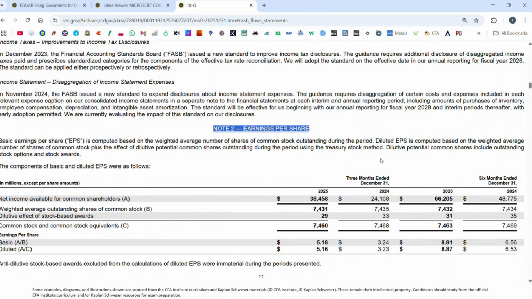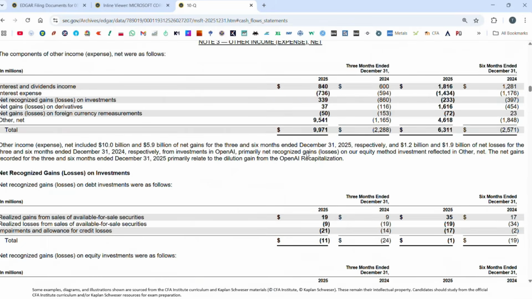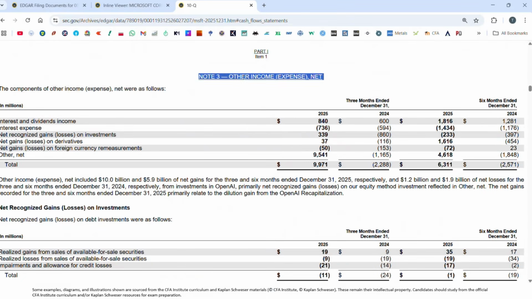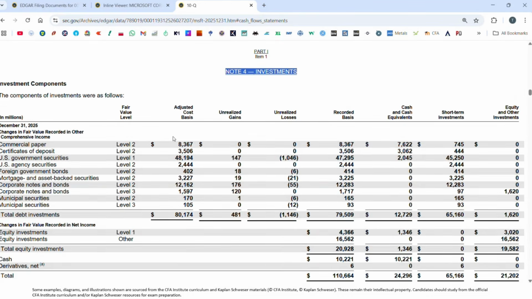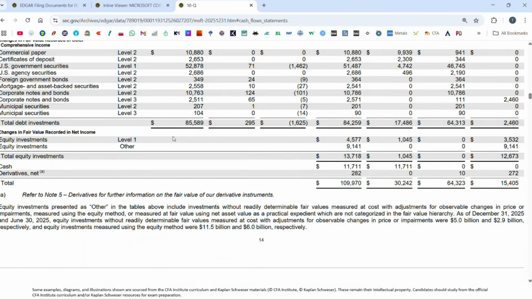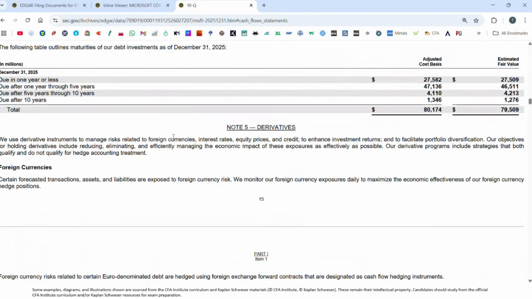Right? Last time when we were doing these calculations, we said you can do an EPS calculation. Then other income and expense. Right? Notes will also tell you investments, where has the company invested the amount of money. So notes are extremely critical. It offers you a lot of information about the business.